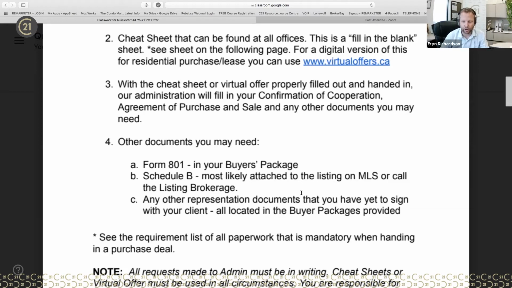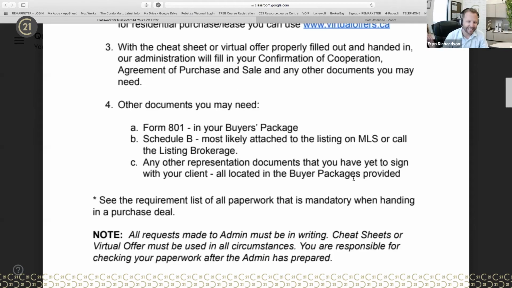So I'll show you. Those are all the mandatory documents in every deal that need to be filled out, okay? All requests made to the admin must be in writing. We have had agents who got comfortable with their admin and called over to Emily and said, "Hey Emily, remember the offer I did last week? Can you type me up another offer? Same clauses. Here's the buyer's name."